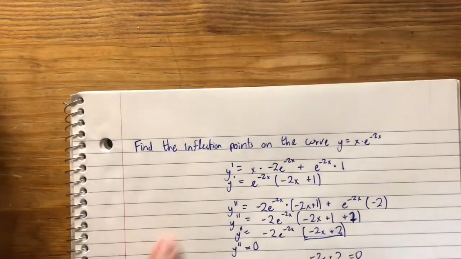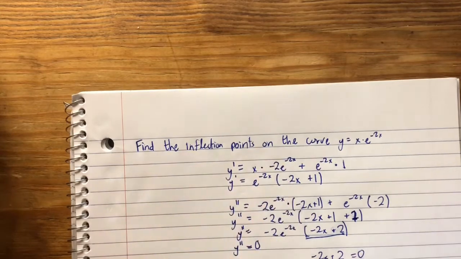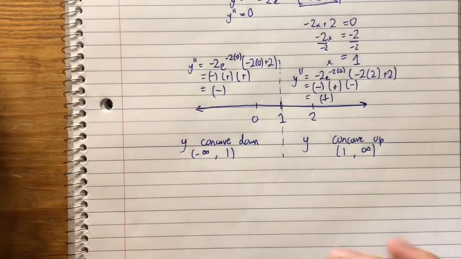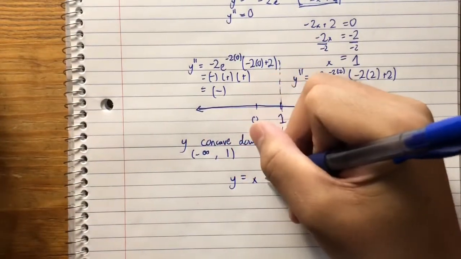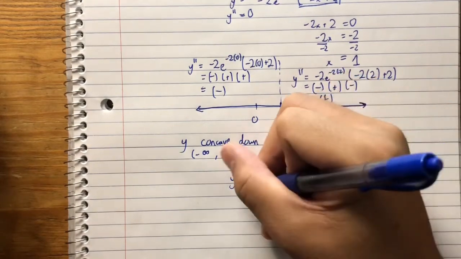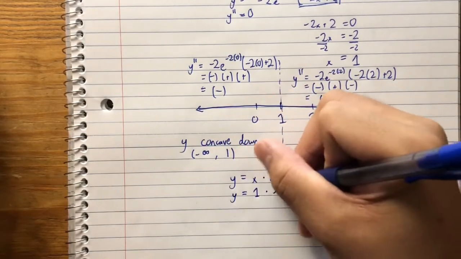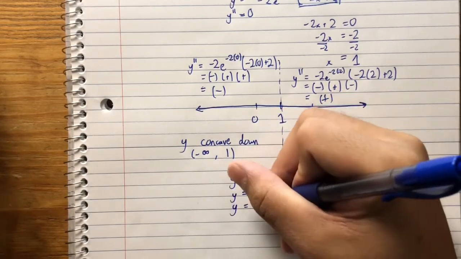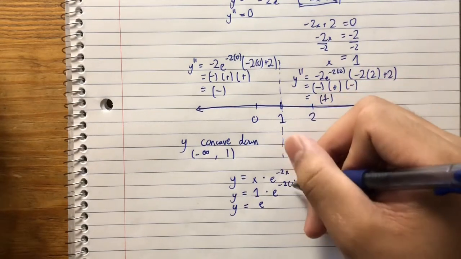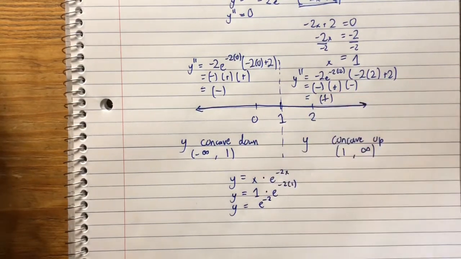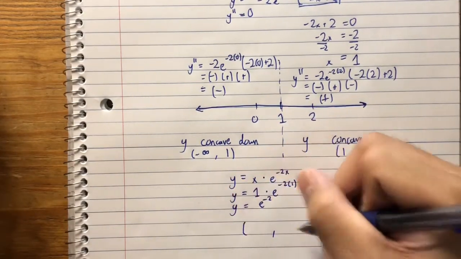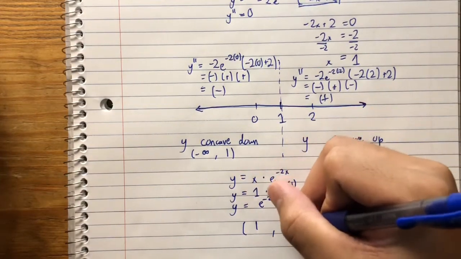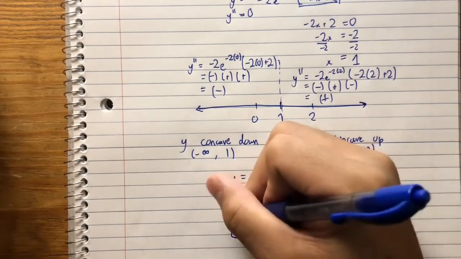Now, as you remember, it asks us to find the actual inflection point of the curve. We have our x value, which is 1. So all we have to do is plug that into our original function, x times e to the power of negative 2x. So y is equal to 1 times e to the power of negative 2 times 1, so y is equal to e to the power of negative 2. Then your point would be x is 1 and y is e to the power of negative 2, and that's your inflection point.